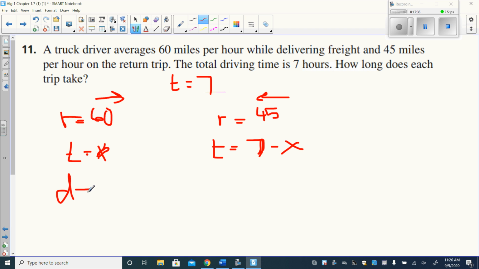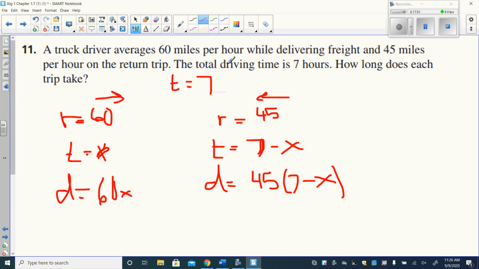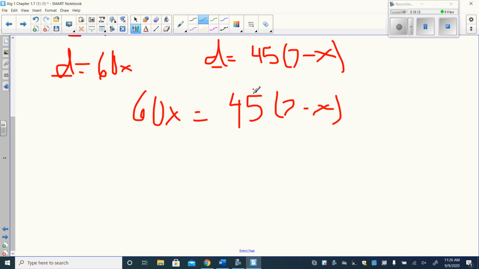So our distance here is equal to 60 times x. And to come back, our distance coming back is 45 times (7 minus x). Now, did it tell us the distance? No, a driver goes to deliver it and comes back, the return trip. So what they're saying is that the distance, they didn't directly say it, is the same for both of these. So what we can do is set them equal to each other. 60x is equal to 45 times (7 minus x).